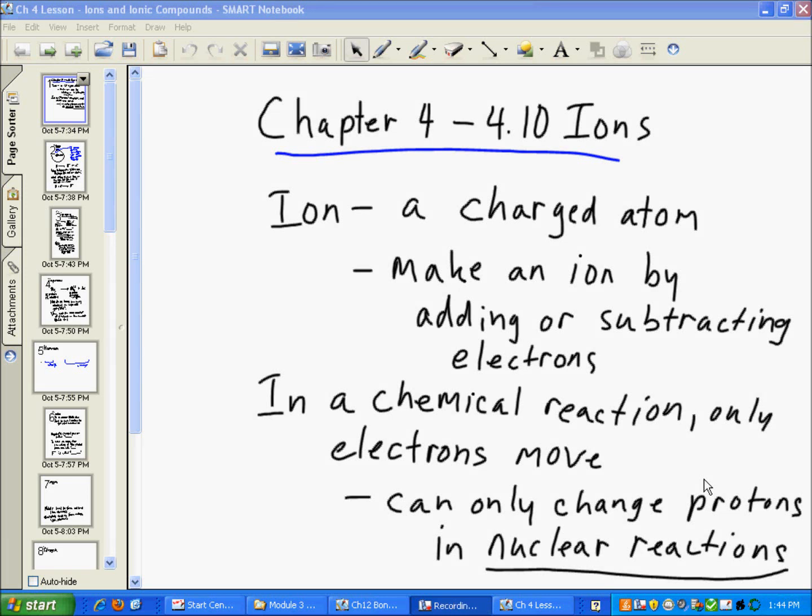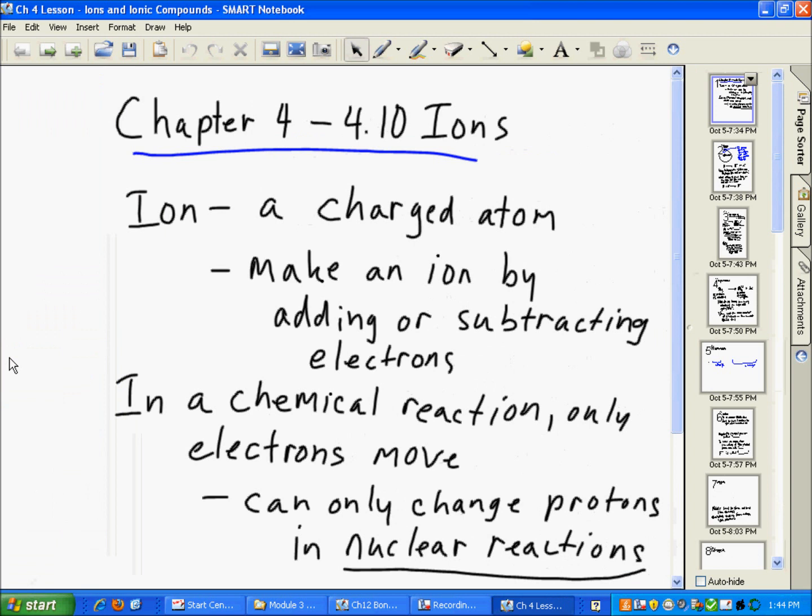The lesson for today is on Chapter 4 of Zumdahl and Section 4.10 on ions. And this is a live recording, and we have Darlene with us for the lesson today. So if you hear some questions or if I wait for some comments, I'll be talking with Darlene. I'll try to remember to repeat the questions just so you can hear them as well.